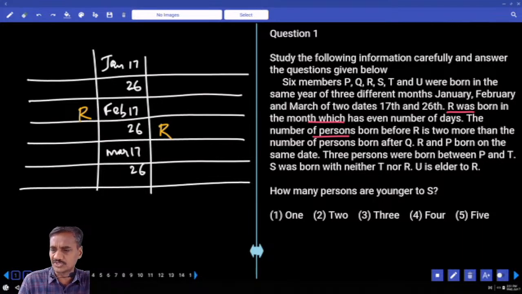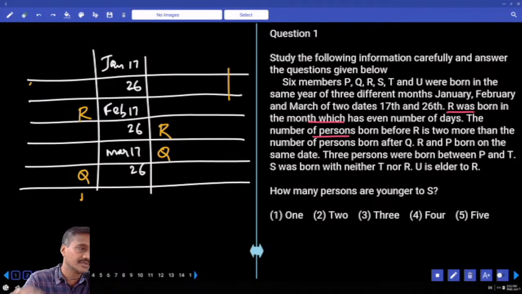Then, the number of persons born before R is 2 more than the number of persons after Q. Now before R, how many persons are there? 2. Now this is 2 more than the number of persons after Q, so Q must be 0. Isn't it? In the other case, before R how many persons are there? 3. And after this Q there must be only 1 person. The number of persons before this R is 2 more than the number of persons after this Q.